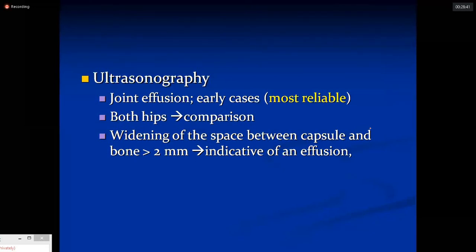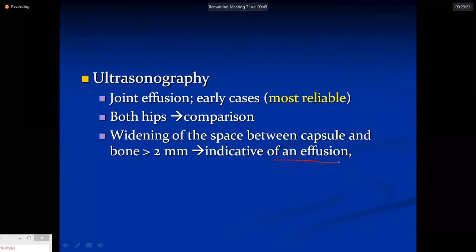So one imaging modality was X-ray. The other imaging modality is ultrasound. In early cases, before the X-ray changes appear, it is a reliable mode of diagnosis. We can compare with the alternate or unaffected site. But remember the drawback: ultrasound will only say that there is an effusion, a collection within the joint. You will not be able to say whether it is pus or blood.